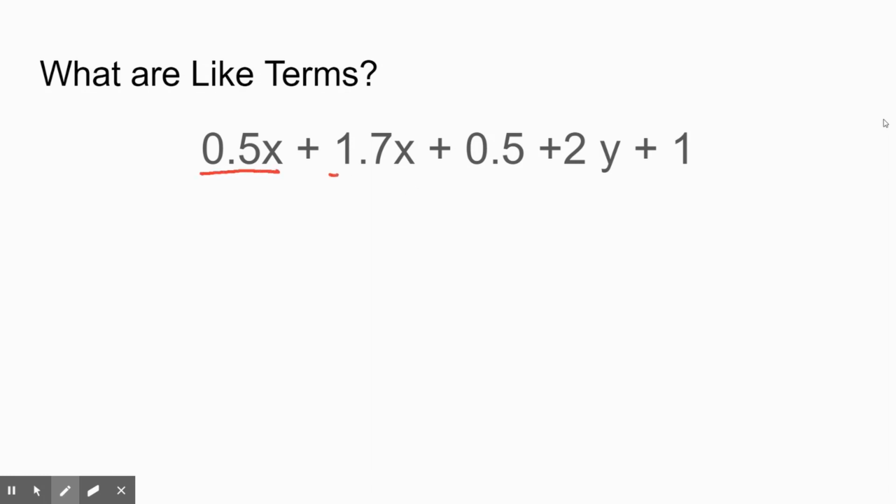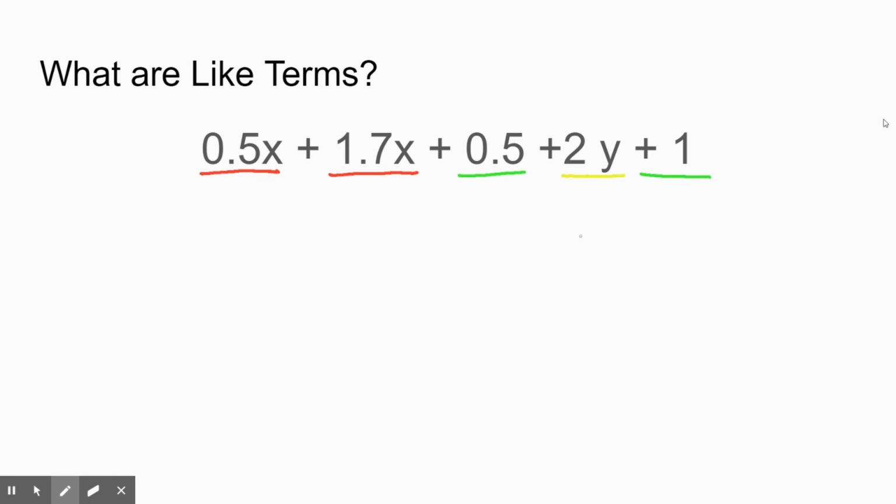which terms have the same variables. So we see that these first two both have an x. We only have this one term here that has a y. And then these terms both don't have a variable, so those are going to be like terms as well. That's all that we need to do when it comes to finding like terms.